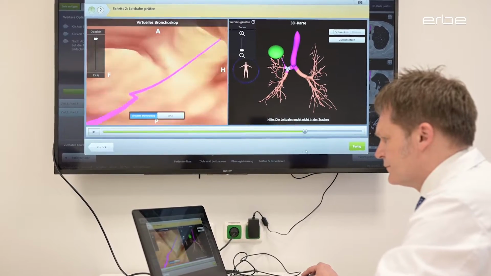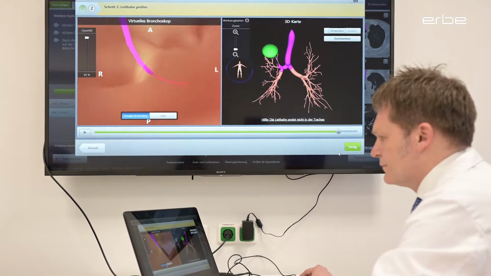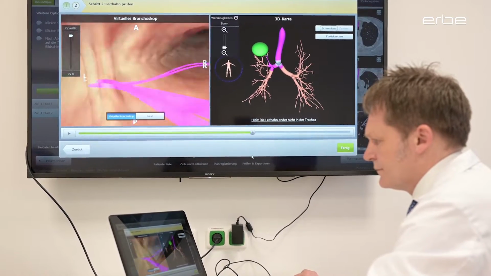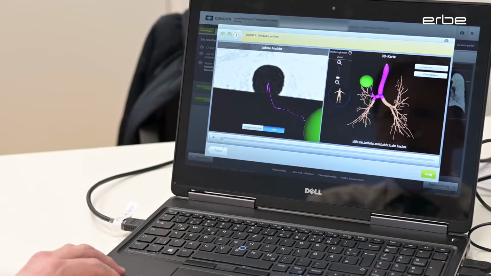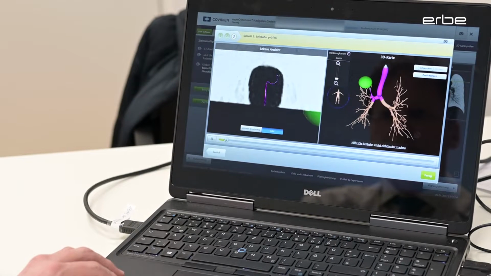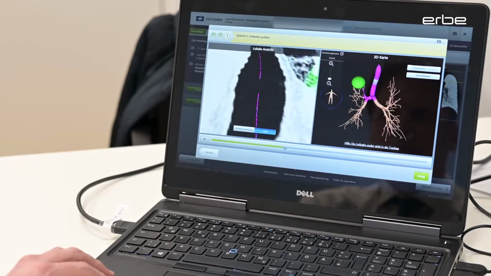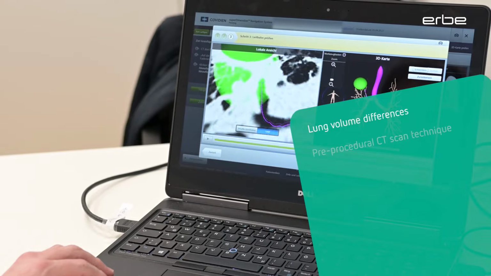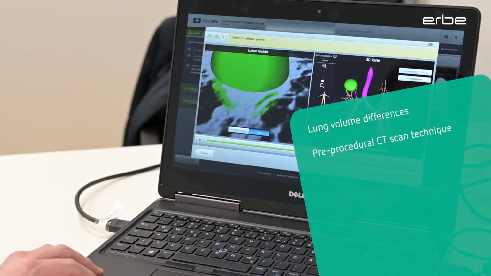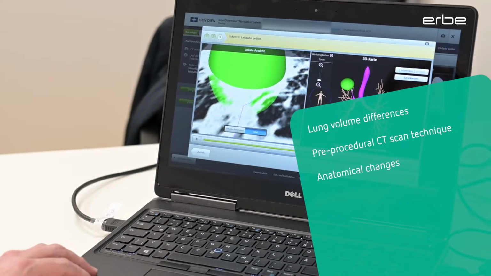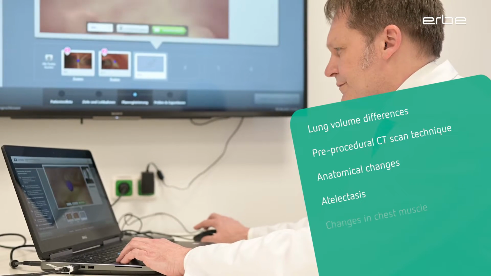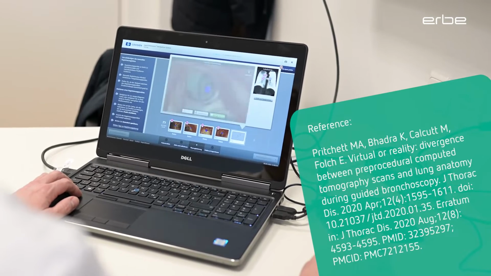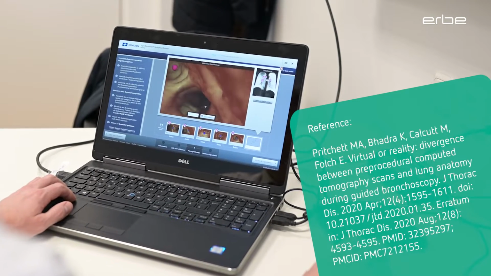Changes in lung anatomy that can occur after the CT scan and during the bronchoscopy itself can lead to a divergence between the expected and actual location of the target lesion. Factors that contribute to so-called CT-to-body divergence are, among others, lung volume differences, pre-procedural CT scan technique, anatomical changes, atelectasis, changes in chest muscle. To mitigate such divergence, several best practice techniques can be applied.